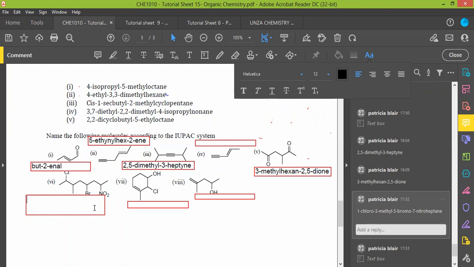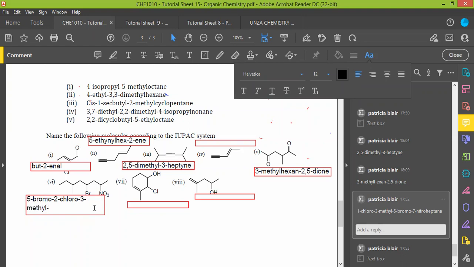Chlorine, bromine, methyl, nitro. The first one will be a bromine, and it is on position number 5. So your molecule is 5 bromo. And then you come to 2 chloro. Okay. You come to 2 chloro, and then from your 2 chloro, then 3 methyl. Okay, so 3 methyl.